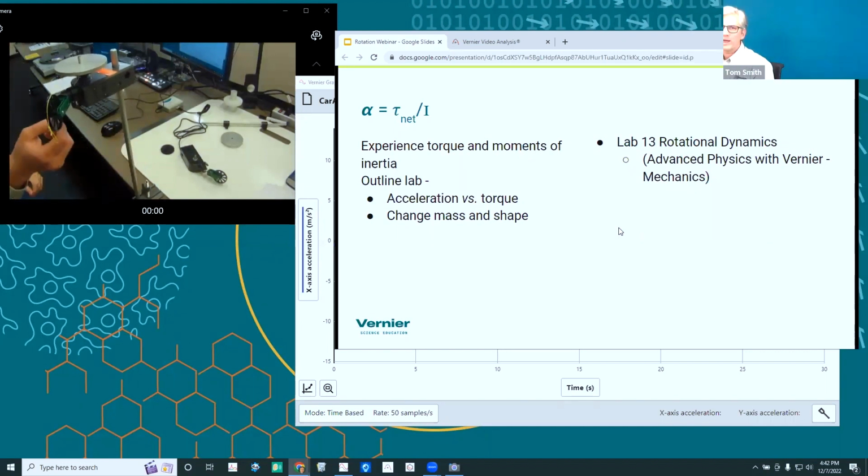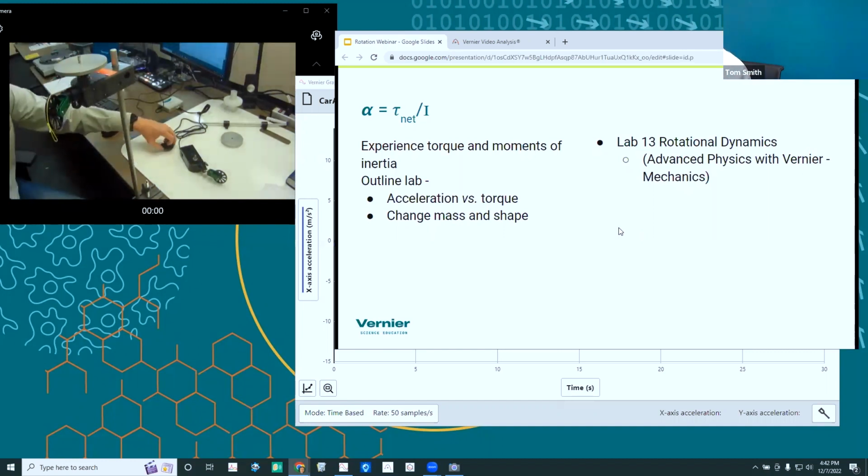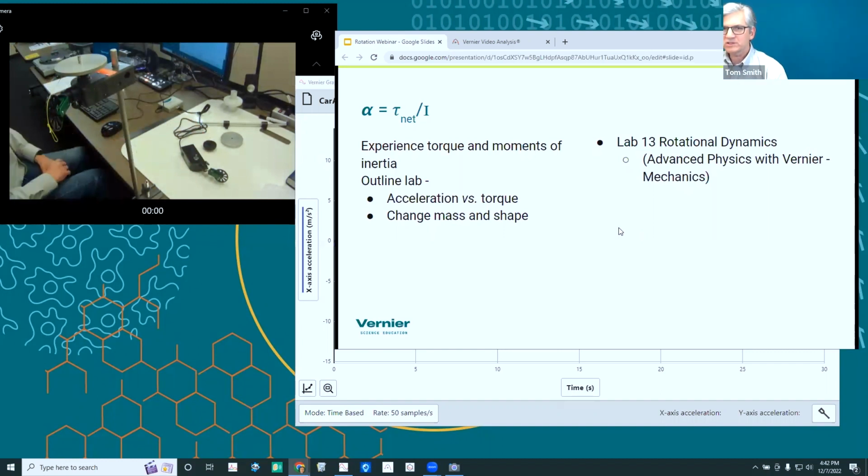Okay, so it's a little hard to see here with the background, but here's my pulley wheel. Here's a disc mounted on top of the pulley. The pulley is actually sitting like this on top of the rotary motion sensor. And the gist of this lab is that we're going to hang a small mass off of the end of this.